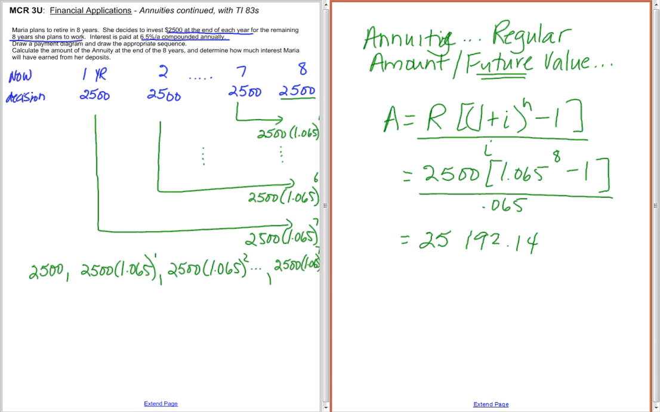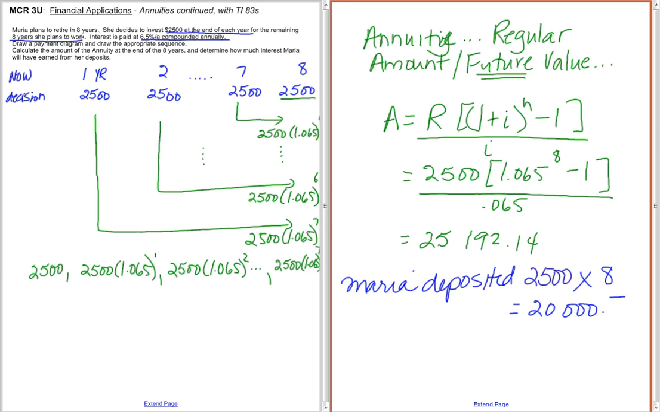We are asked to find out how much interest she will have earned from her deposits. So Maria deposited $2,500 8 times, once a year for 8 years. So her money is $20,000. What she ends up with in that account is $25,192.14. So the interest is the difference, which is $5,192.14.